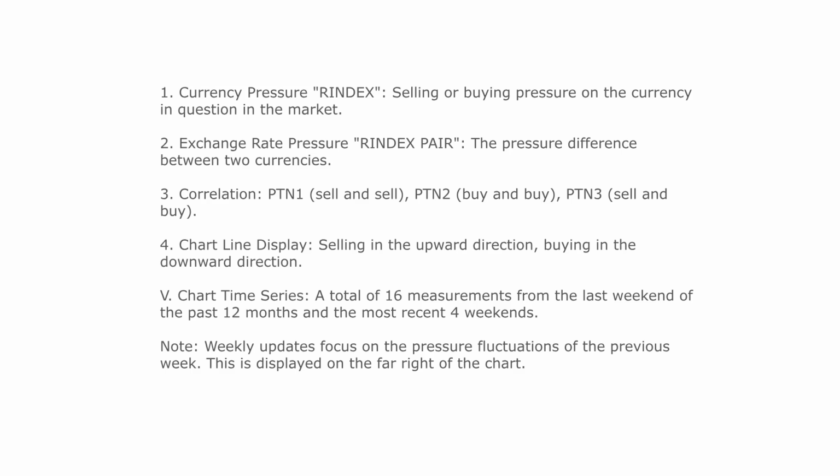Versus chart time series, a total of 16 measurements from the last weekend of the past 12 months and the most recent 4 weekends. Note, weekly updates focus on the pressure fluctuations of the previous week. This is displayed on the far right of the chart.